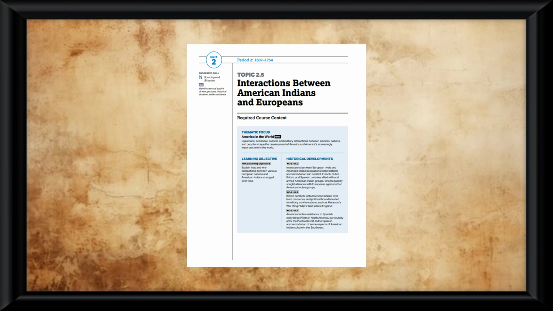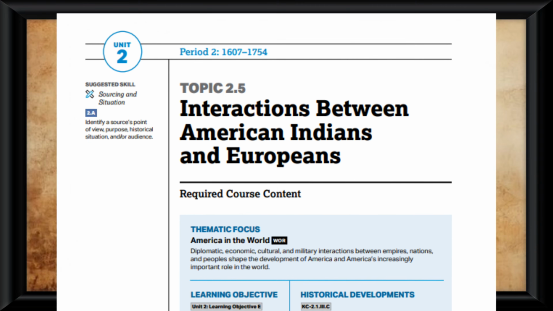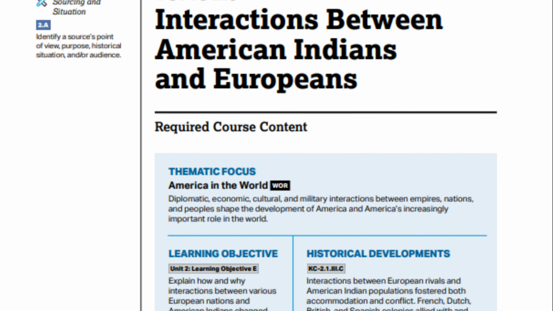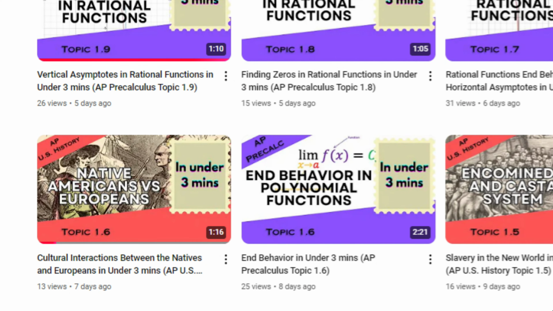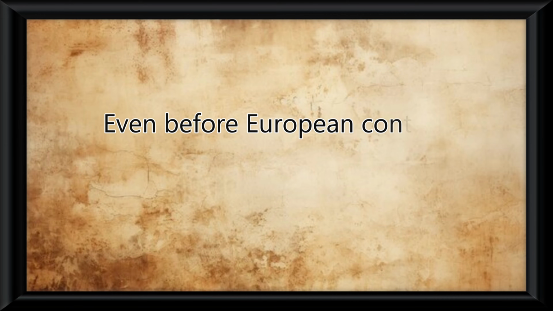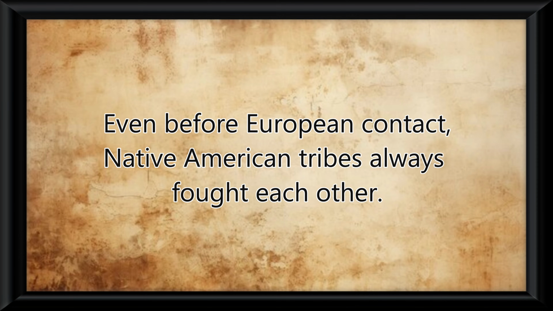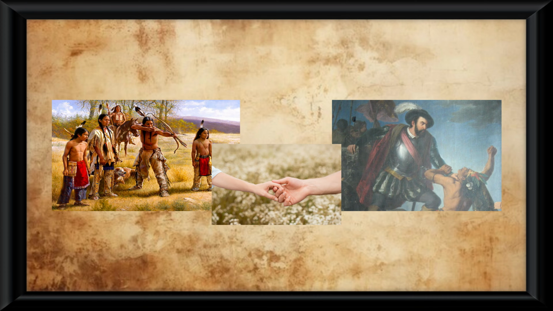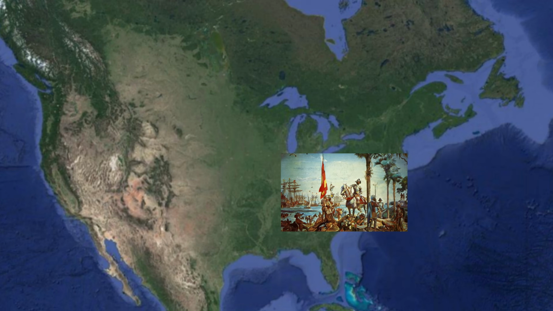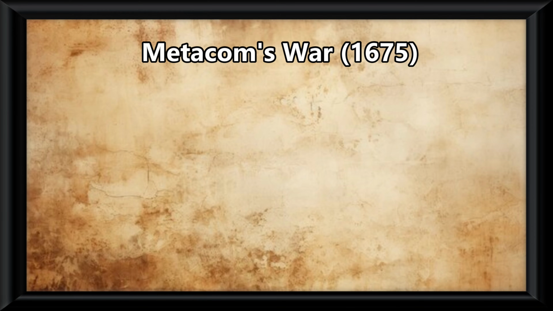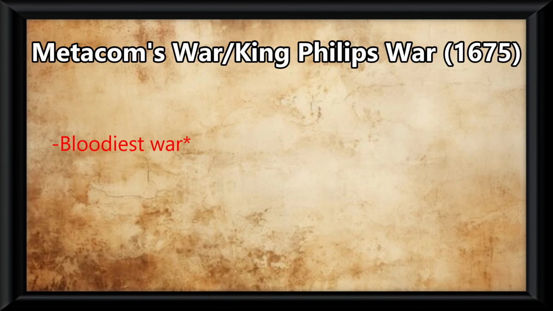Topic 2.5 is all about the interactions between Native Americans and Europeans and how it changed from my last video on topic 1.6. The basic thing to know is that even before European contact, Native American tribes always fought each other. Now we start seeing Native American groups ally with European countries in an attempt to once again fight against other tribes. But even though this did happen, we still see Europeans expand and encroach on Native American land, with a prime example being Metacom's War, also known as King Philip's War, which was the bloodiest battle in American history relative to the population of the time.